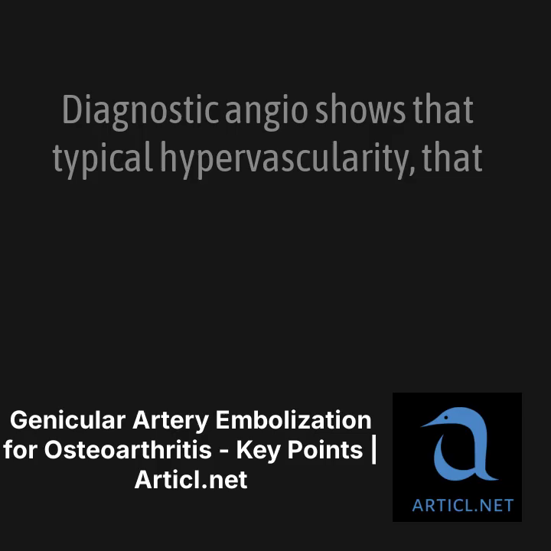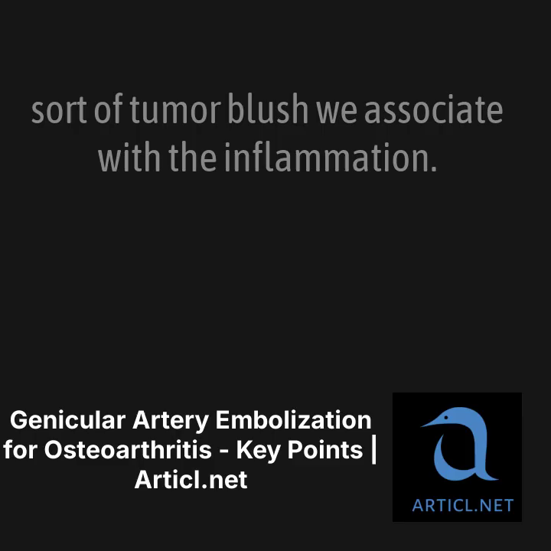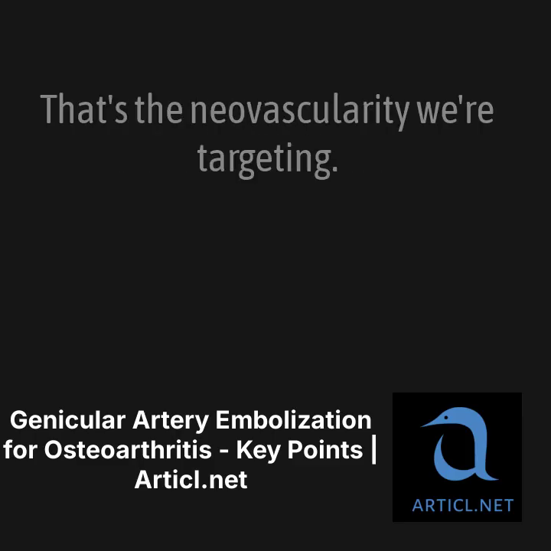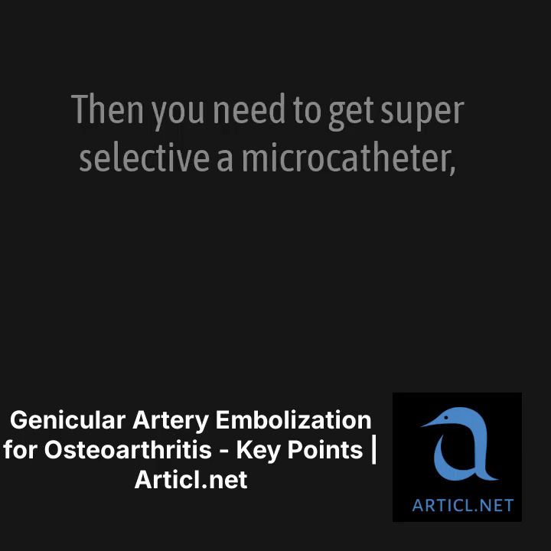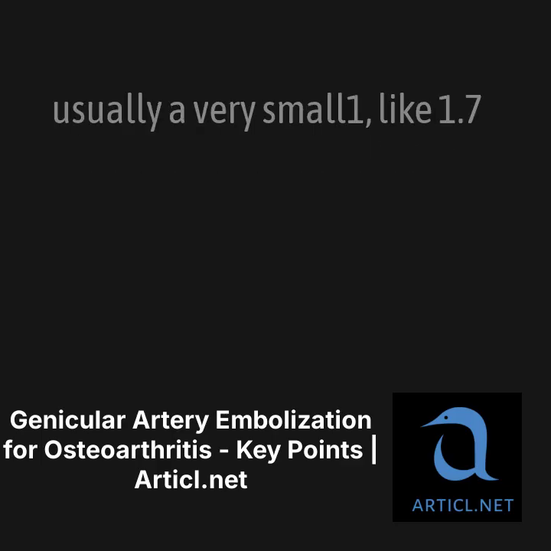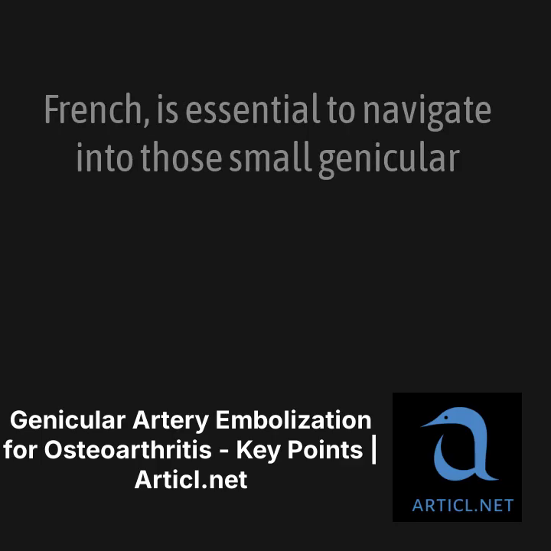Diagnostic angio shows that typical hypervascularity, that sort of tumor blush, we associate with the inflammation. Right, that's the neovascularity we're targeting. What's next? Microcatheter selection. Yeah, then you need to get super selective. A microcatheter, usually a very small one, like 1.7 to 2.4 French, is essential to navigate into those small genicular branches.